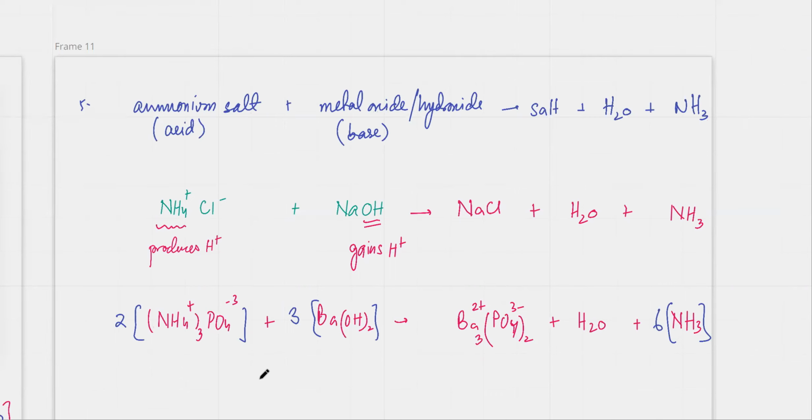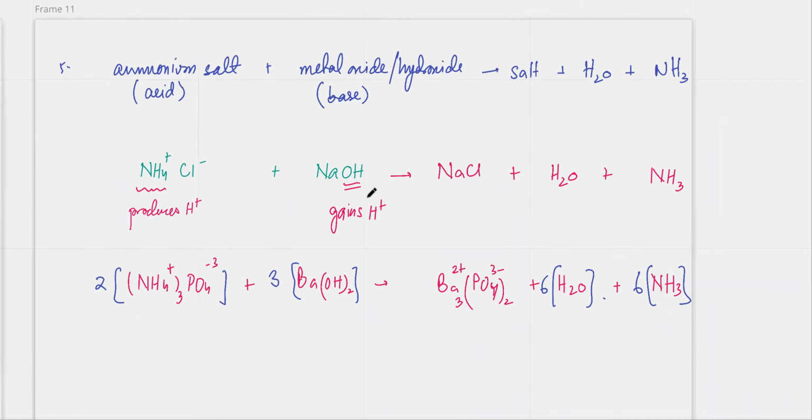Then you've got O and H. So I'm going to try and balance O. There are 8 of them over here, 2 over here, and 3 outside. So that's 6. So that's a total of 14 oxygens. So I've got 8 over here. There should be 6 oxygens over here. So I'm going to multiply this by 6. So that's the reaction. Ammonium salts reacting with metal hydroxides. They produce salt, water, and NH3.